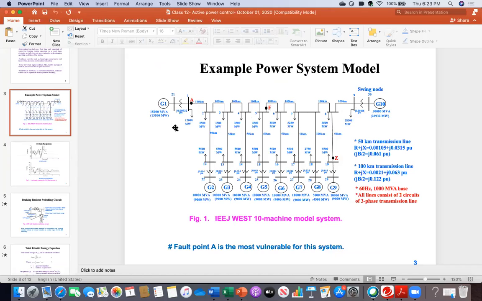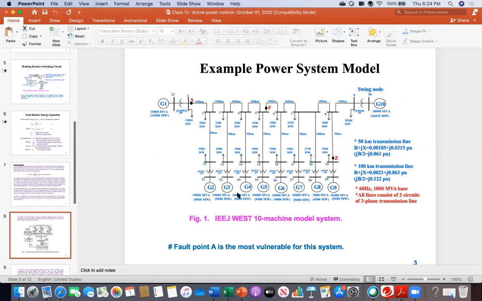Now your controller, if your controller is here, then you will be collecting signal from each generator. They are not equidistant. They are not located at the same distance. If you put the controller here, then this generator is closest. If you put the controller here, this generator is closest, but other generators are far away. So that is the reason what you have to do.